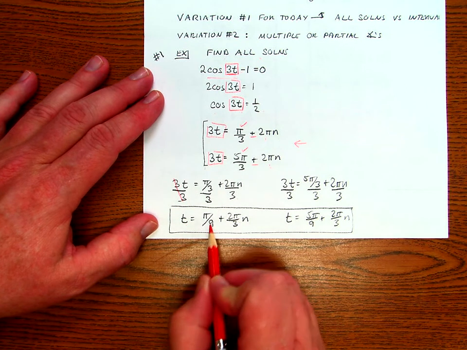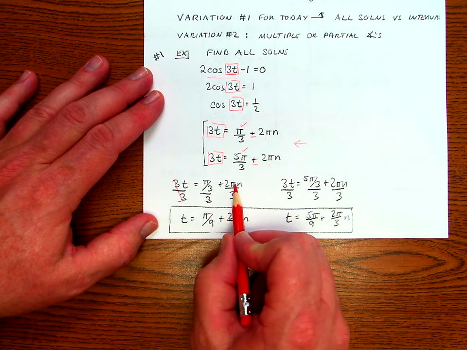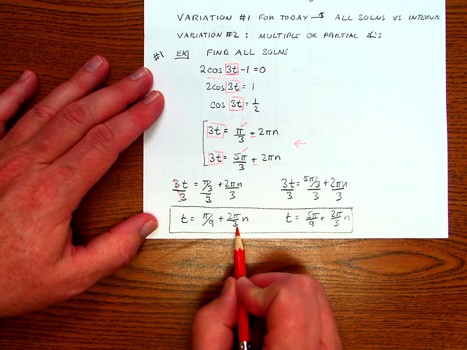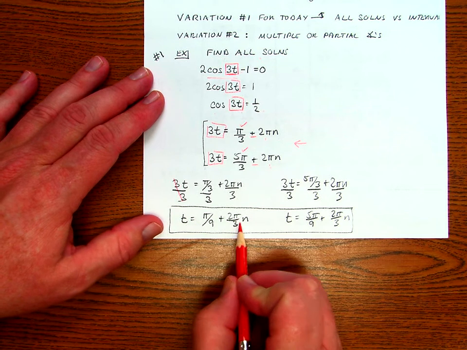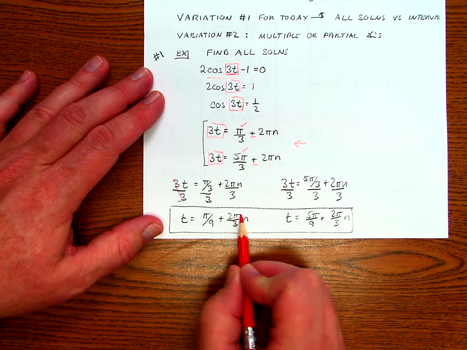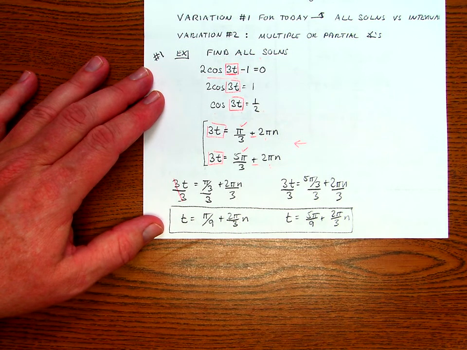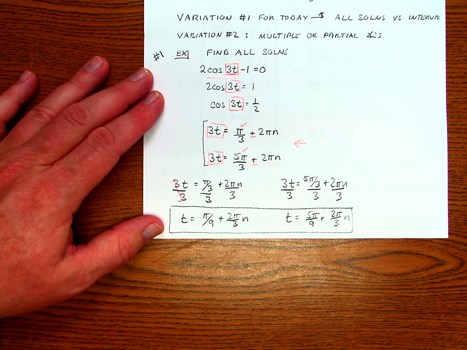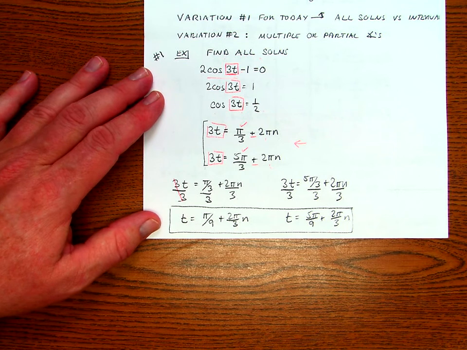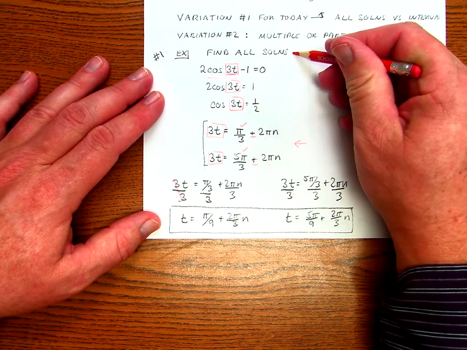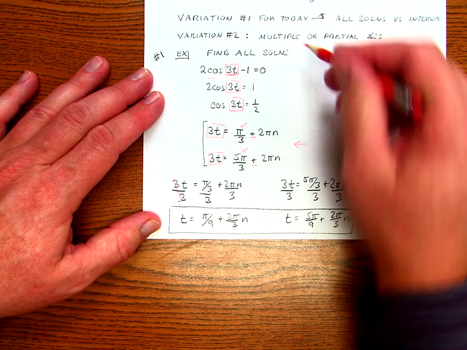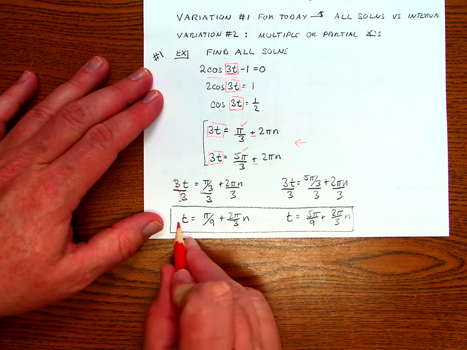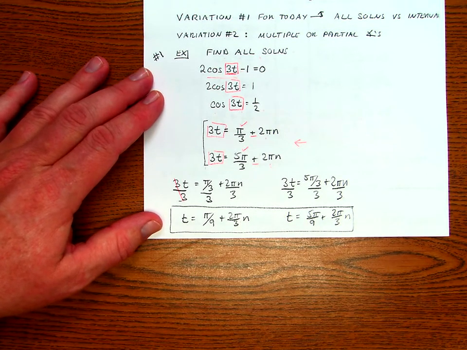Pi over 3 divided by 3 is pi over 9. 2 pi n over 3 is just 2/3 n pi. 2 pi n over 3, or you can put the n up top in a fraction, it doesn't matter. Do the same set of steps here, and that's our final answer. So the typical flavor you can expect for your final answers when you're working under the find all solutions or just plain old solve is you can have final answers that look like this.